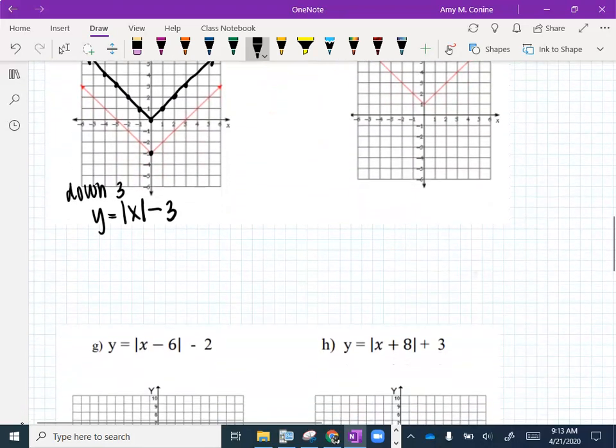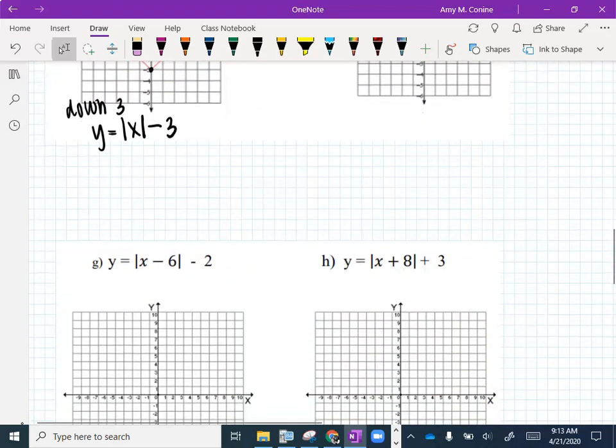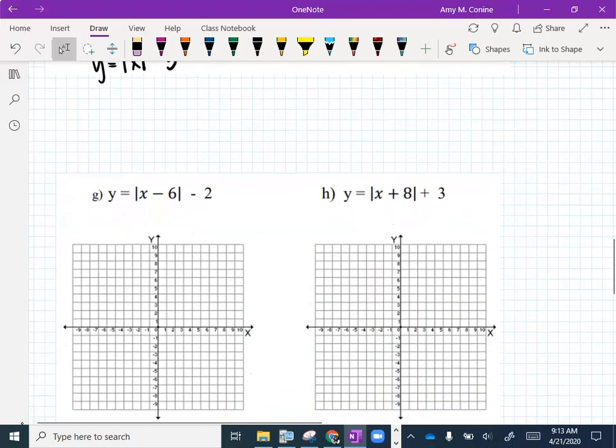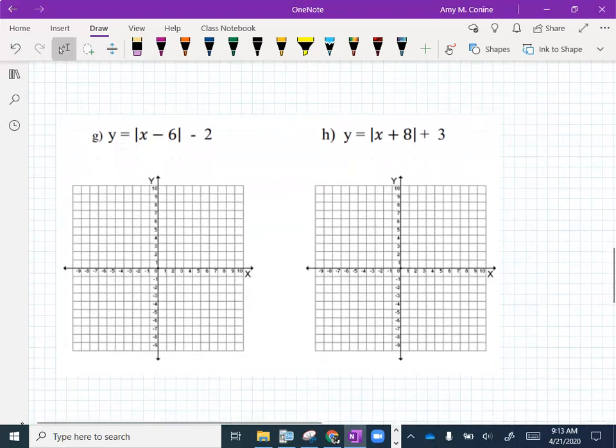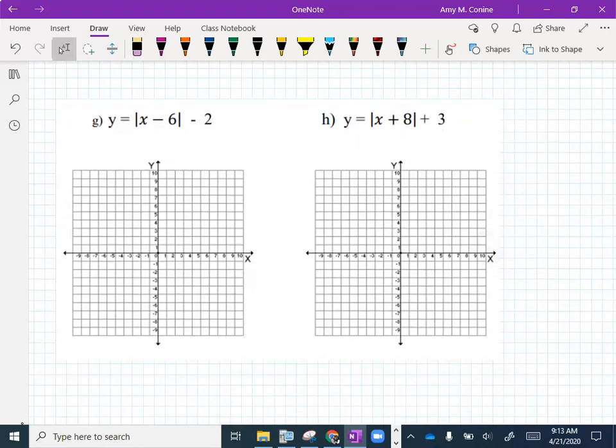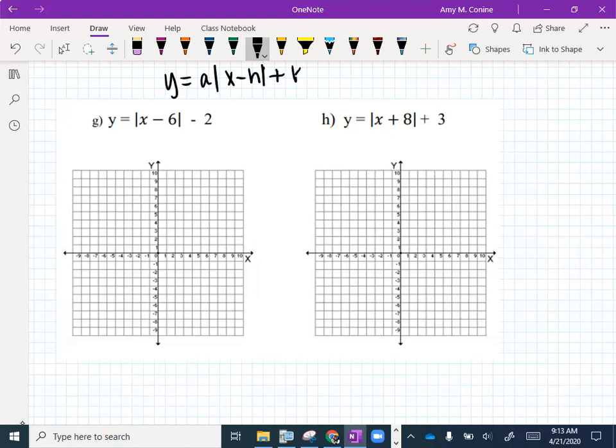So if we try another one, okay, a different one. We're just going to go ahead and graph the ones that were given, a combination of the two. So we have this general form. I'm just going to write it. And again, we'll talk about A in a different lesson. So for g, we have the absolute value of x minus 6. The whole thing is being subtracted by 2. Our parent function is here.